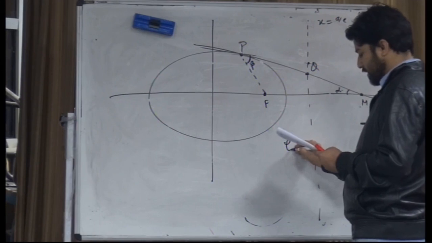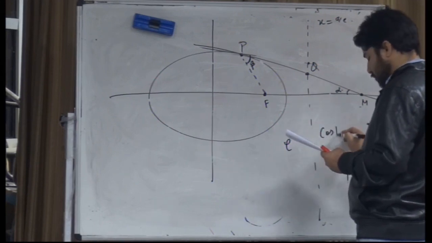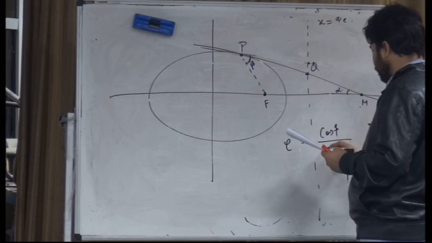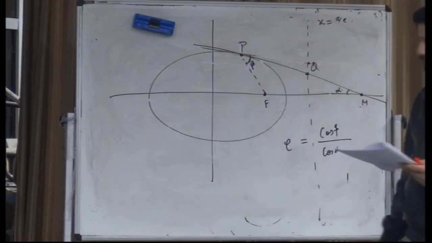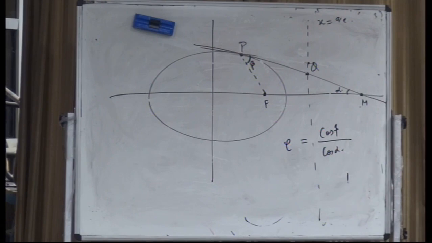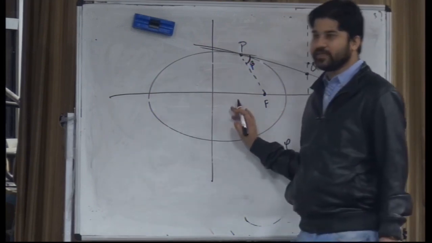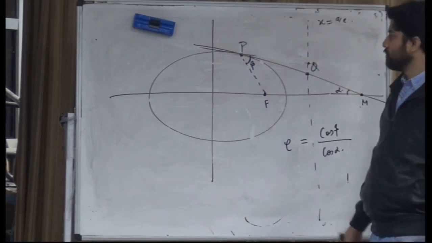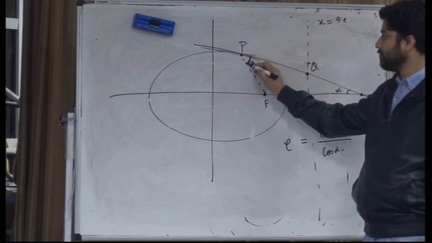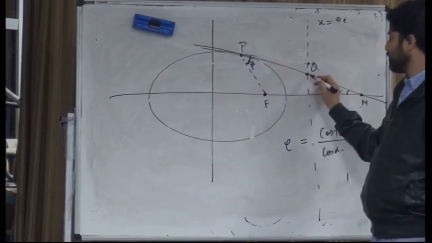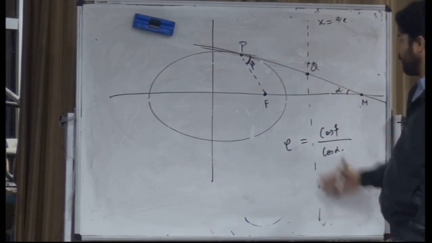आपको शो करना है इसकी एक्सेंट्रिसिटी cos beta upon cos alpha है. Eccentricity of this ellipse is... आप P पॉइंट पे ये बना रहे हो beta, right. This is F, this is Q. आपको प्रूफ करना है एक्सेंट्रिसिटी क्या है इसकी.